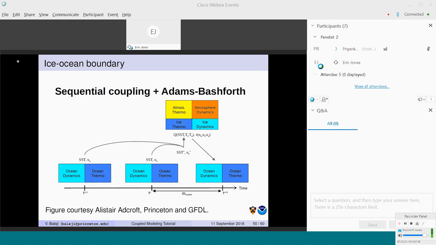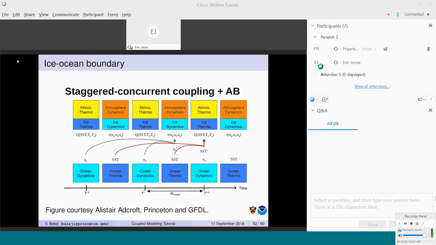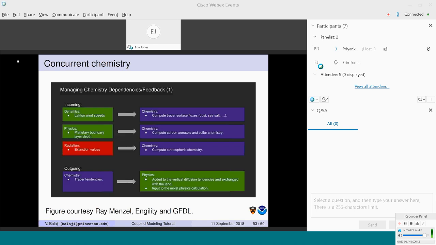And then the other thing, the Adams-Bashforth I mentioned, is another way to make the system stable, by using the previous two time steps in order to get your state. But these are all things which are purely speculative at this point. So we can do concurrent coupling plus Adams-Bashforth. And then the most advanced thing would be staggered concurrent coupling plus Adams-Bashforth. So basically turn on all your switches. This would be the ultimate guarantor of stability, if you really think about it. But we haven't done any of this yet. This is just hypothetical.